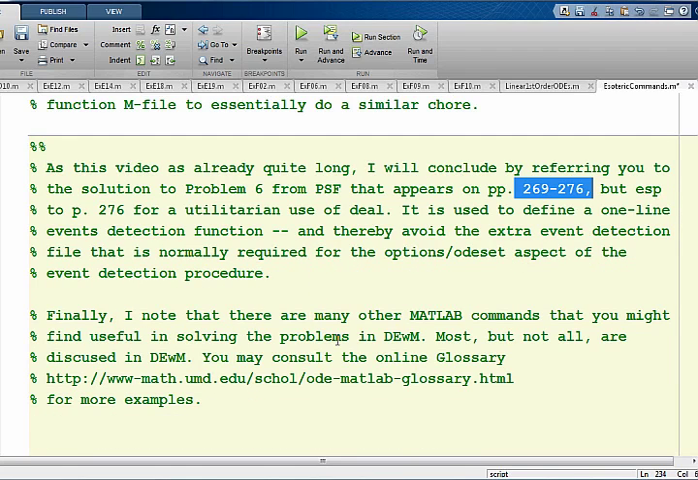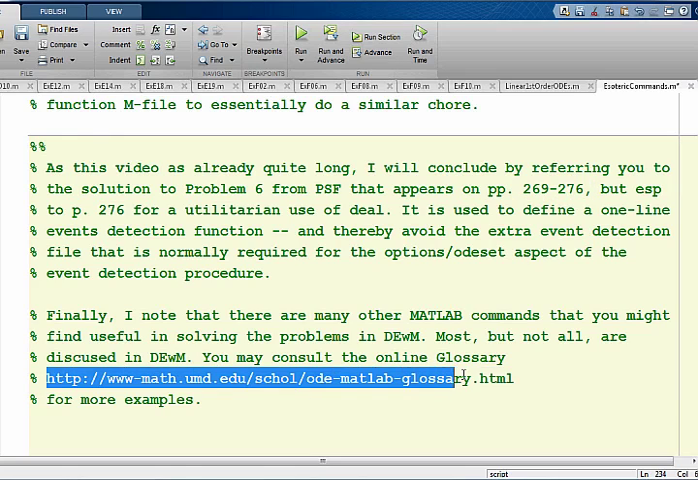Finally, I note that there are many other MATLAB commands that you might find useful in solving the problems in the book. Most, but not all, are discussed in the book itself, but you may also consult an online glossary which can be found at this URL. And I find lots and lots of MATLAB commands. And if you explore them, you might find others that you might make use of in your solution to some of the problems.